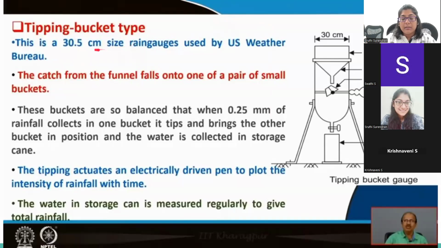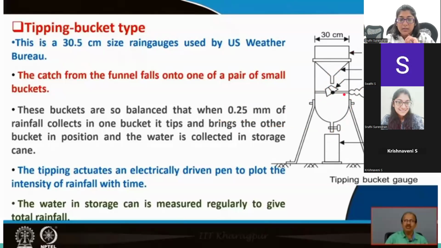Tipping bucket type, as its name suggests, has a bucket that tips whenever the water reaches 0.25 mm of rain. When the bucket has received a 0.25 mm depth of water, it will tip and transfer the water to the measuring jar. Then it goes back to its original position until water keeps falling into it, and again, when 0.25 mm is reached, it will tip. This is why it is called a tipping bucket type.